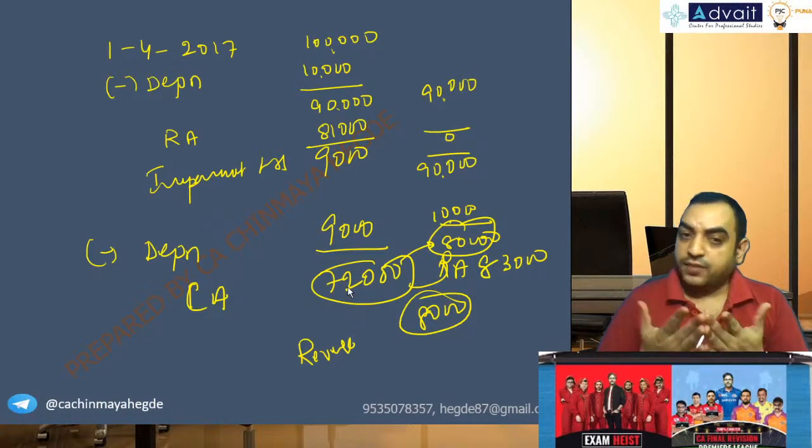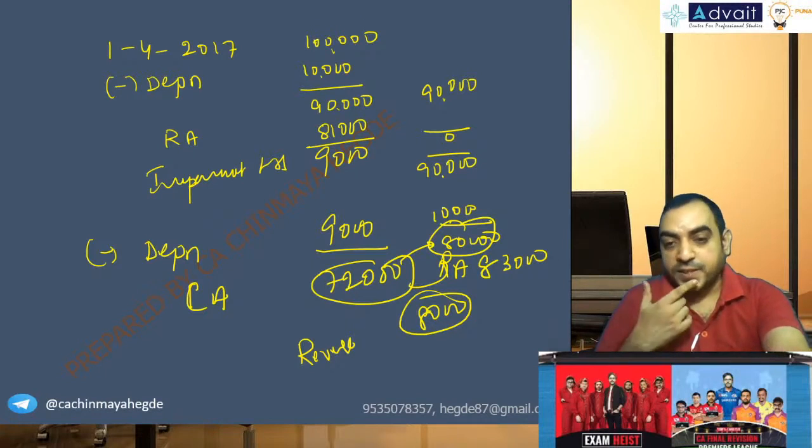6,60,000 is the post-depreciation carrying value. Yes, you are right, at the end of the year.